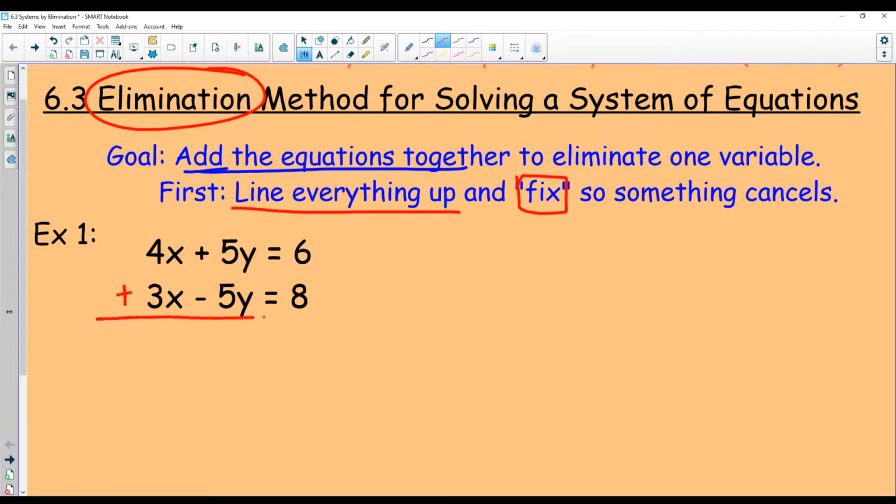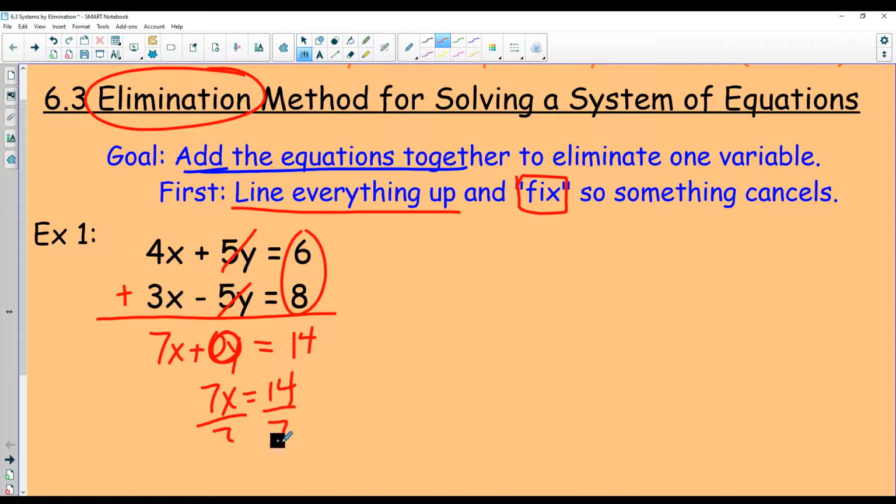And if we add them together, the y's cancel because 5y plus negative 5y is 0y. So if I add this together, this would be 7x plus 0y equals, don't forget to add this side together, 14. You can see what happens here: 0 times y is 0. So we have 7x equals 14, divide by 7, and x equals 2. Don't you love it? You have half of your solution. Remember, it's still an ordered pair that we're looking for. That is the x value.